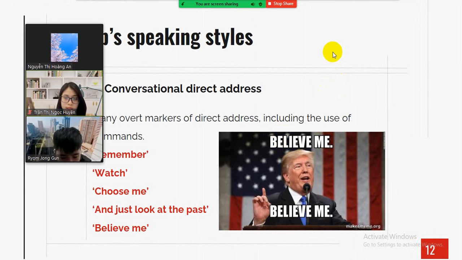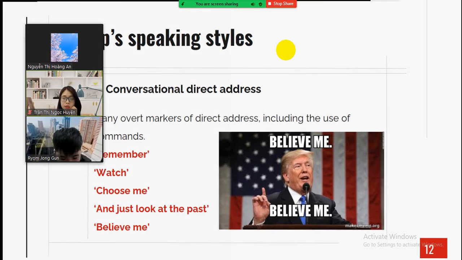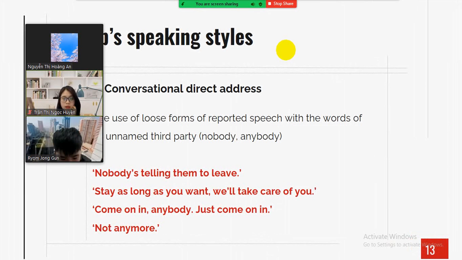Next, it is his conversational direct address. So in many of Trump's speeches, he uses many command words as overt markers of direct address like remember, watch, choose me, just look at the past, believe me. And he uses loose forms of reported speech with the words of an unnamed third party like nobody or anybody.